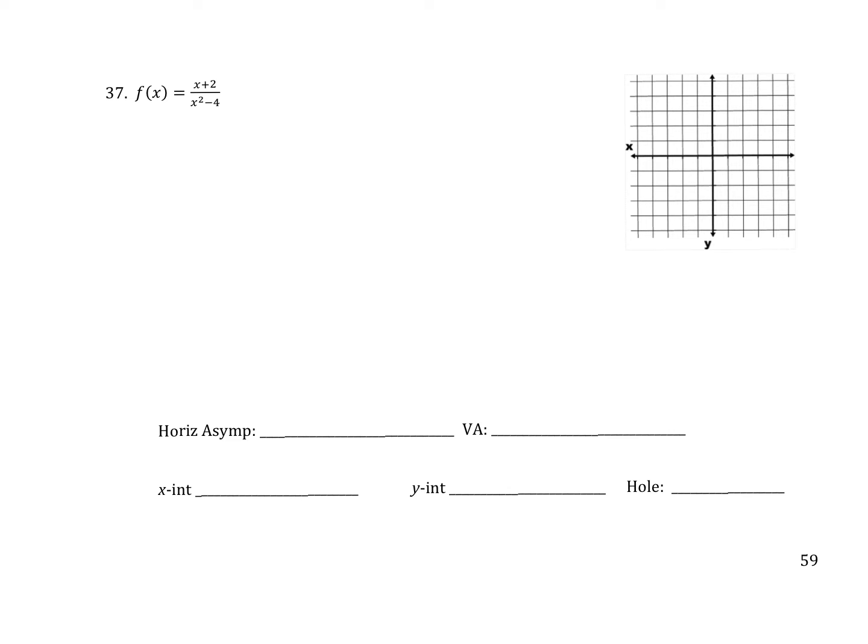Okay, we're on page 59, the bottom one. First thing I always do is go find the hole, meaning we have to factor. Could I factor the top? No, we just have x plus 2. What about the bottom? Yeah, we have x plus 2 and x minus 2. Do we have a hole? Yeah, boom. Where do we have a hole? When my x is -2, right?